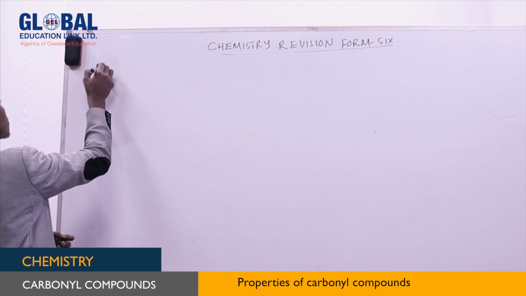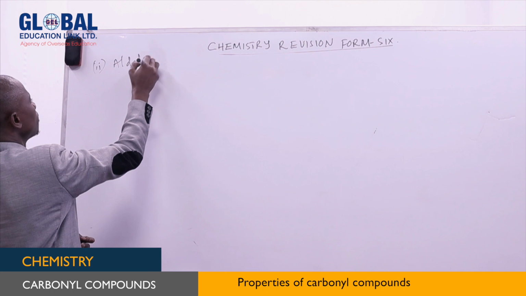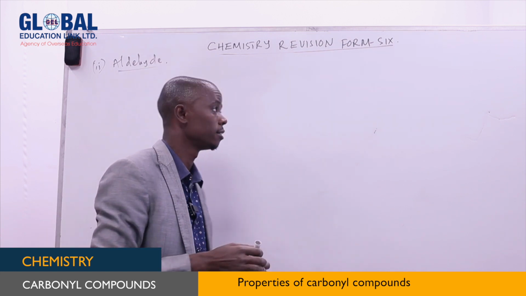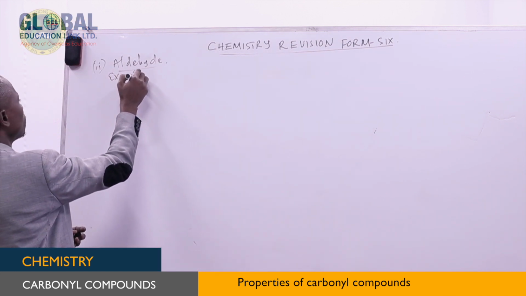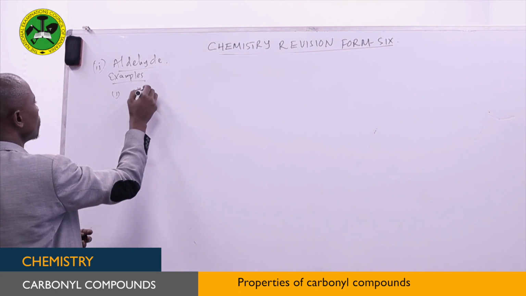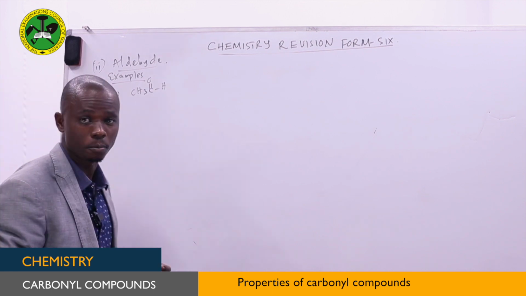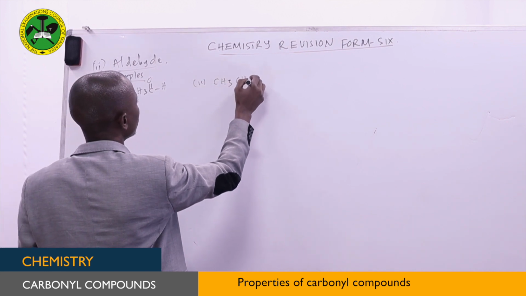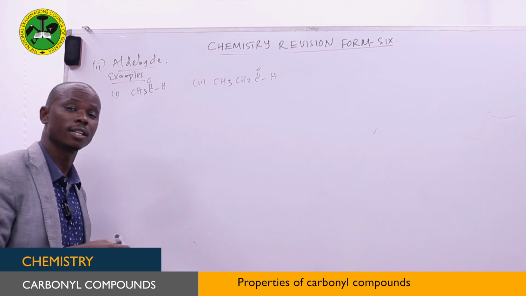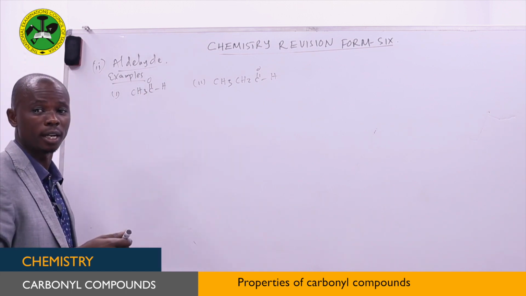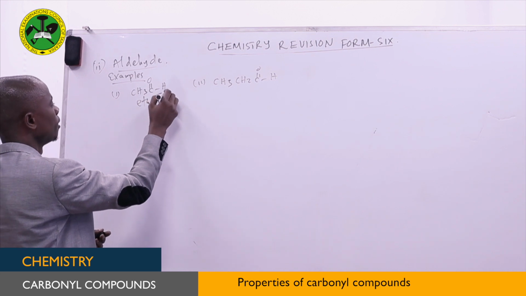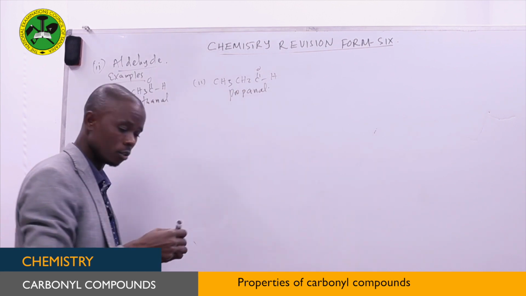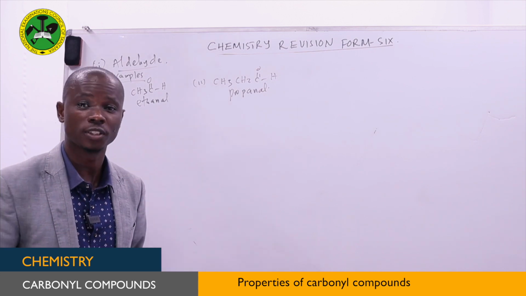Now coming to the second class. The second class is aldehyde. I'm also going to give you some examples so that you can define it. Examples. Number 1, we have this one. This is example 1. Number 2, we have this one. That is example 2. The first example contains 2 carbon atoms, so this is ethanal. The second one contains 3 carbon atoms, so this is propanal. So you can see the position of the carbonyl group.